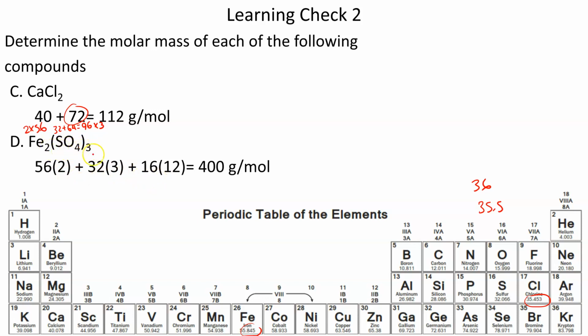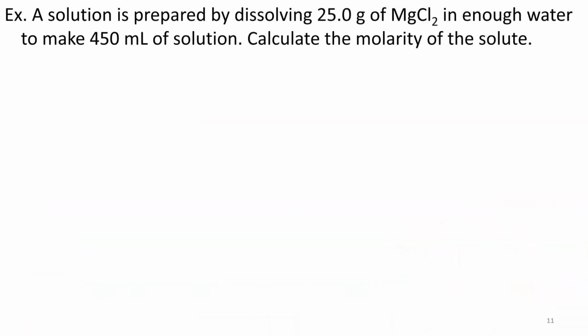I did 32 times 3, so I distributed, and then 16 times 12. But it really doesn't matter, whatever you're more comfortable with. All right, so why did we do all that? We did all that because now we understand how to get molar mass, which means now we can get moles from grams.